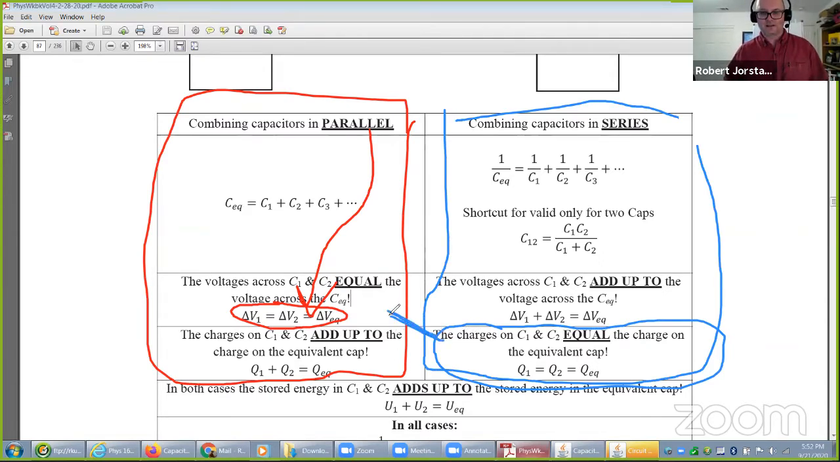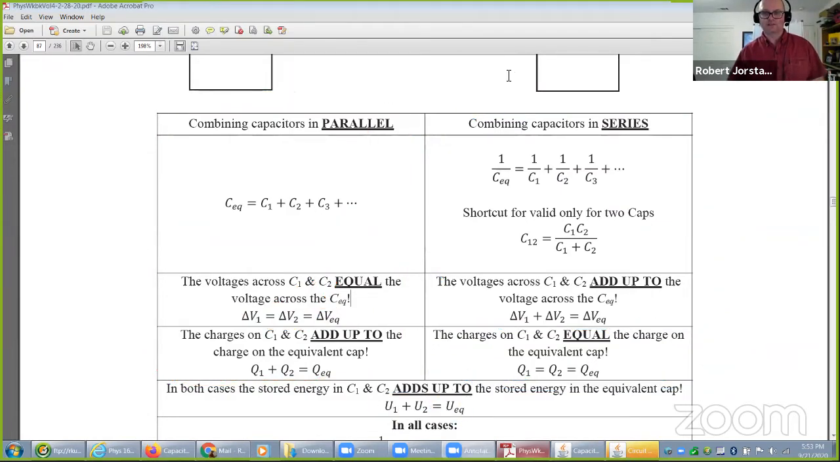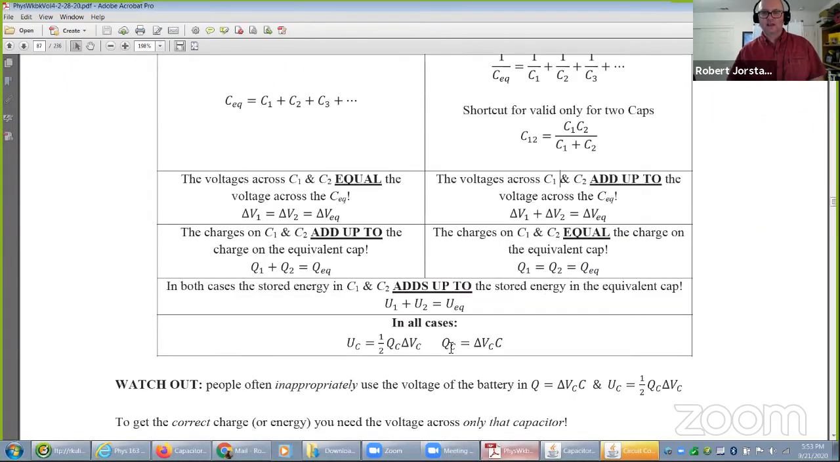So there's a difference. When you have parallel capacitors, they have the same voltage as each other. When you have series capacitors, they have the same charge as each other. And then in both cases, you add the energies to get the total. All right. And we'll do an example here in just a minute. And then in all cases, here are the equations.